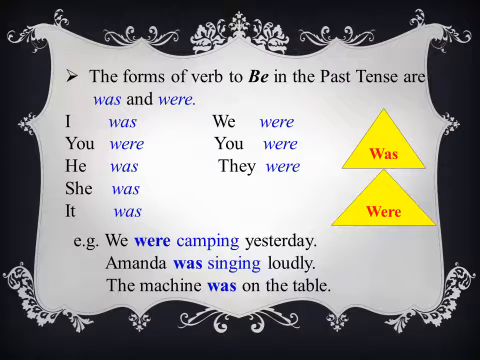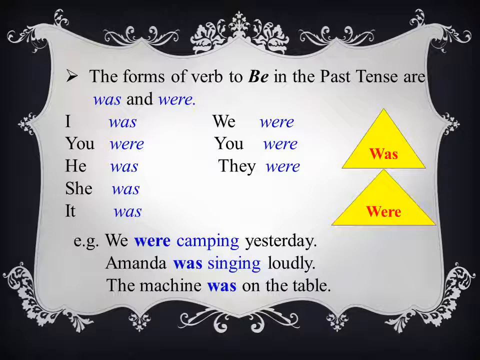Now the forms of verb to be in the past tense are was and were. Again, let's look at different subjects that use different forms of the verb to be in the past. With the personal pronoun I, was. You were. He was. She was. It was. We were. You were. And they were. Example, we were camping yesterday.